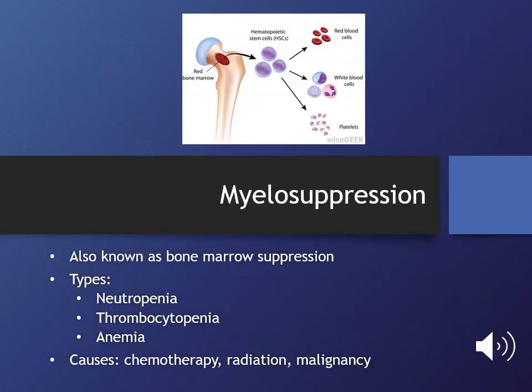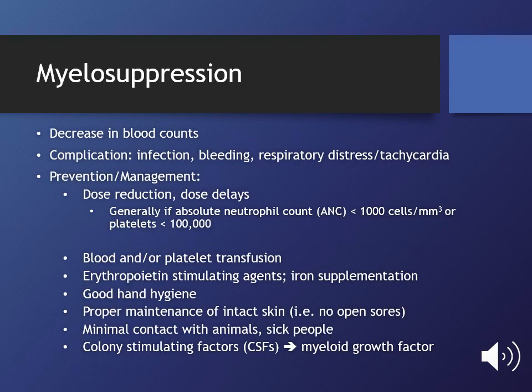agent. Myelosuppression is also known as bone marrow suppression and includes neutropenia, thrombocytopenia, and anemia. Antineoplastic agents, as well as radiation and cancer itself, can cause myelosuppression. Myelosuppression results in a decrease in many of the blood cell counts. The complications related to myelosuppression include infection, bleeding, and respiratory distress.